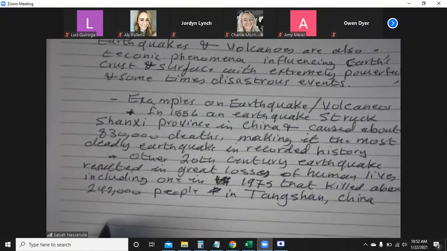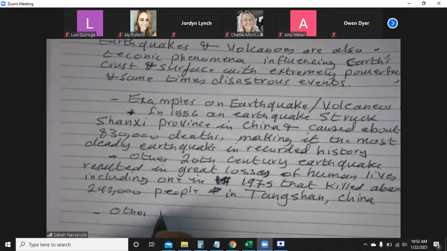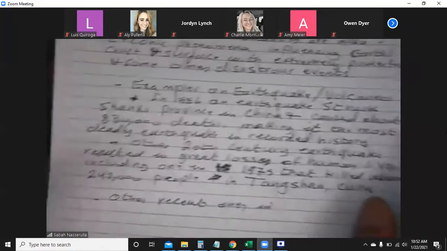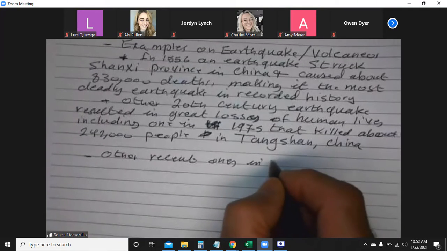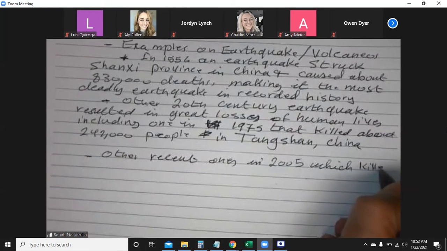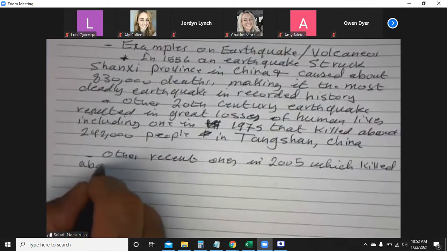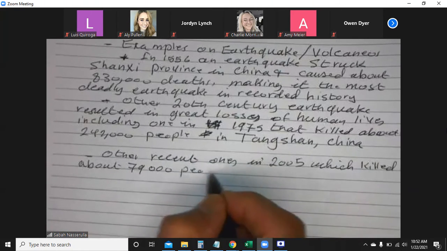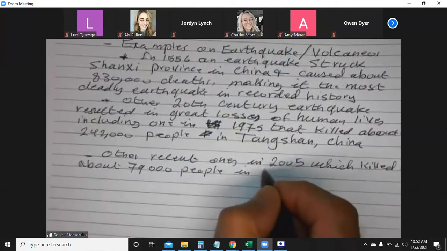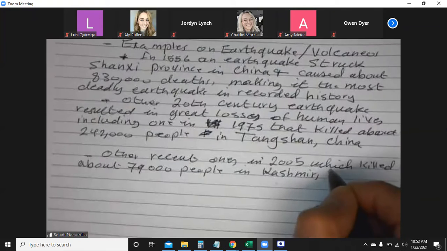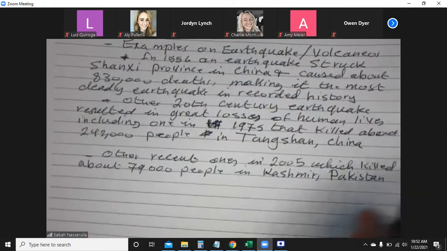We have one of the recent ones, which occurred in 2005, which killed around 79,000 people. That basically occurred in Kashmir, which is basically in Pakistan.